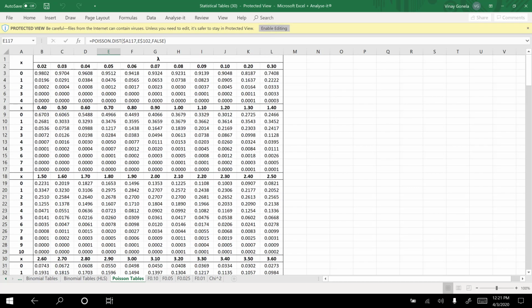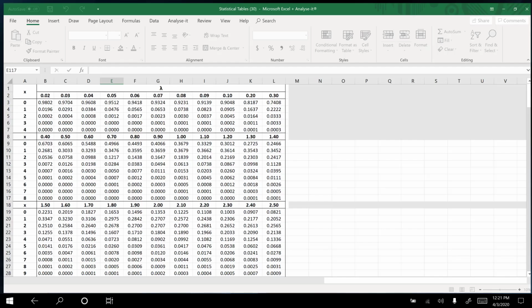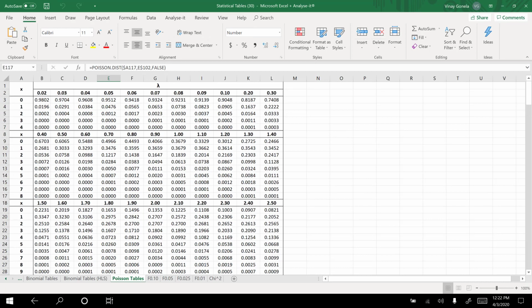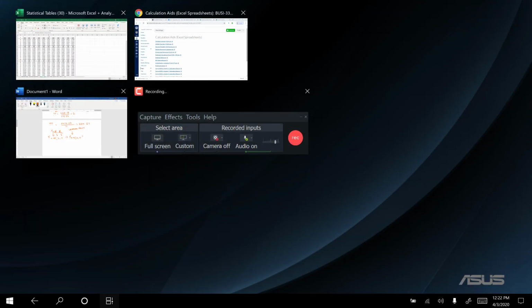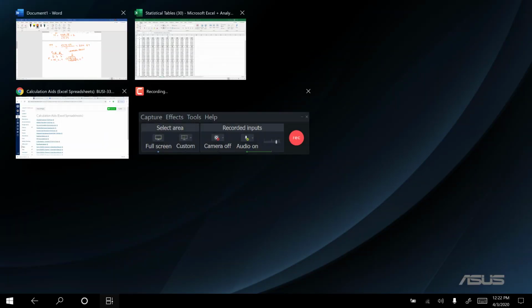Then do enable editing. So now I have different F values. If you see, I am currently in the F table, but I have different F values: F.01, F.05, F.025. Currently our alpha value is 0.05, so I'm going to go to the F.05 table.